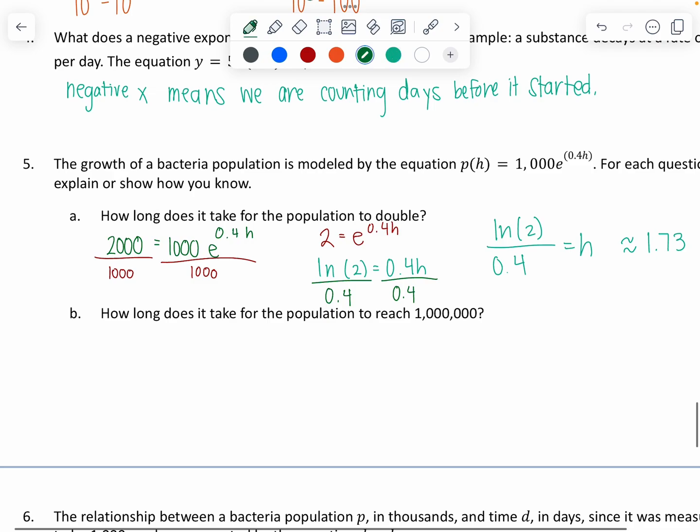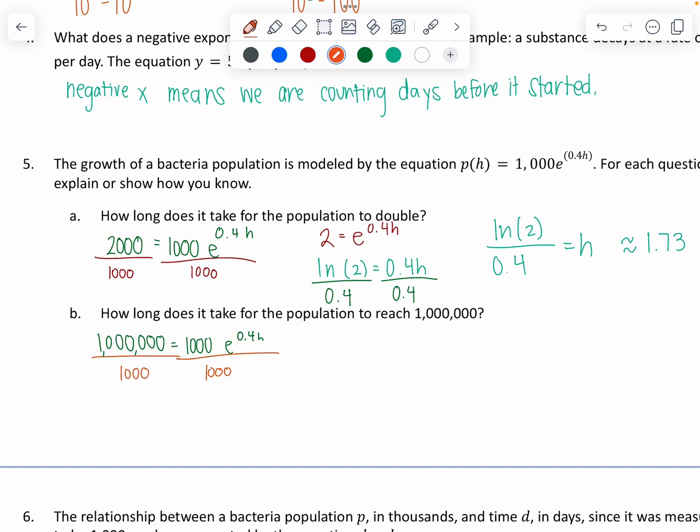And for it to reach 1,000,000, same process. We're just going to plug in that number instead of 2,000. Divide by 1,000 on each side. Which will now leave you, if you switch it into ln, natural log, and divide by 0.4, that will give you h, which is approximately 17.27.